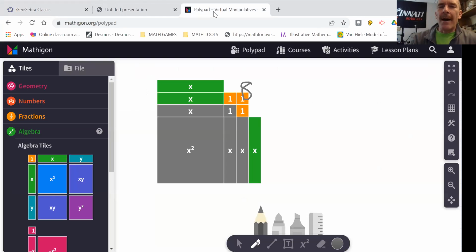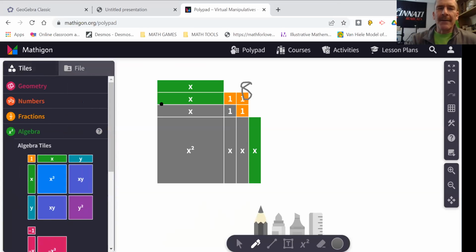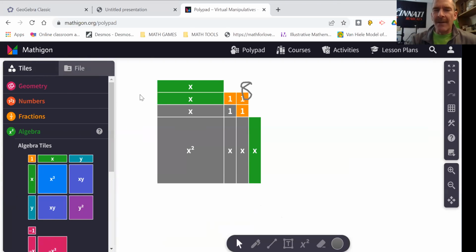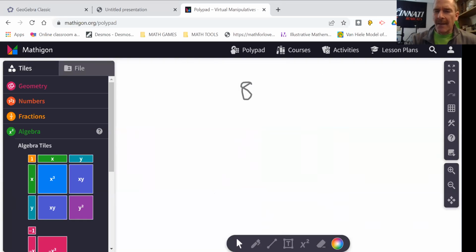And let's go over here to the polypad again. Oh, I haven't signed in yet. Of course I have not signed in. So let me select everything and see if I can trash some things, and then see if I can erase this 8 that I drew there.